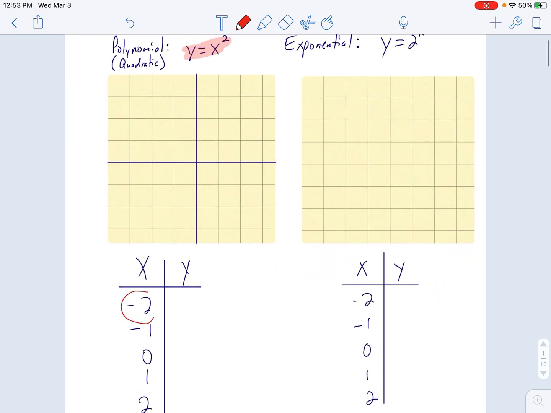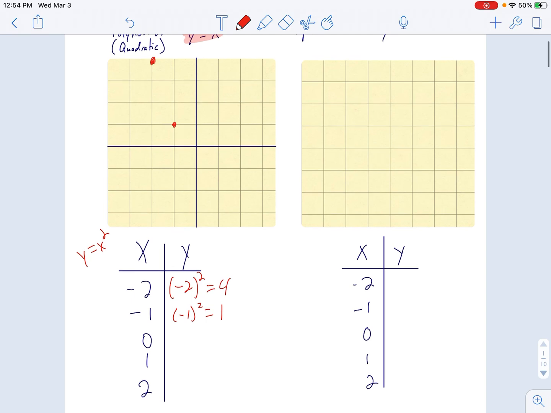So if we plug -2 in for x into y equals x squared, to get y we need to do -2 squared, and that works out to be 4. So the point -2, 4 is a point on the graph. Similarly, if we want to do -1, that's going to be -1 squared. -1 times -1 is +1. So that would be this point here. If you plug in 0, 0 squared is 0. So that's the origin. When you plug in +1 squared is 1. That's this point here. And when you plug in 2, 2 squared is 4.